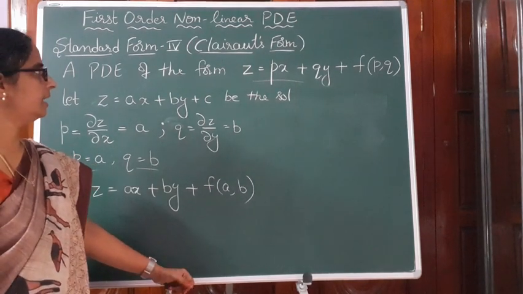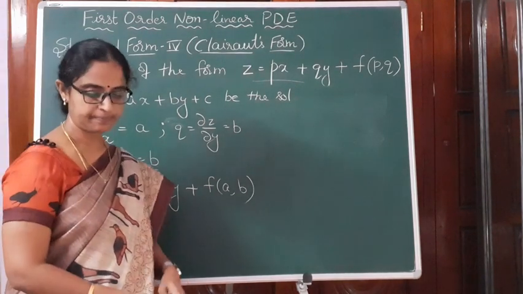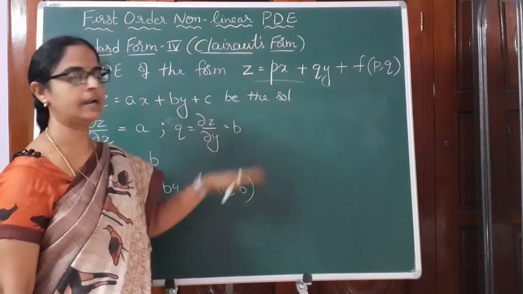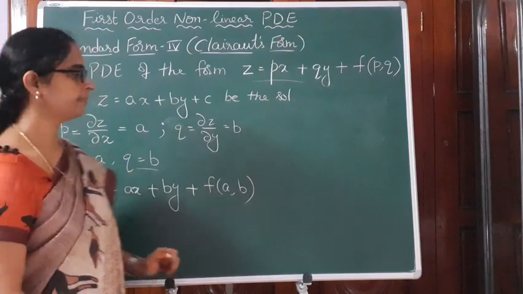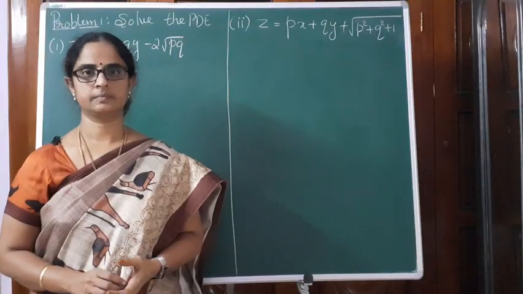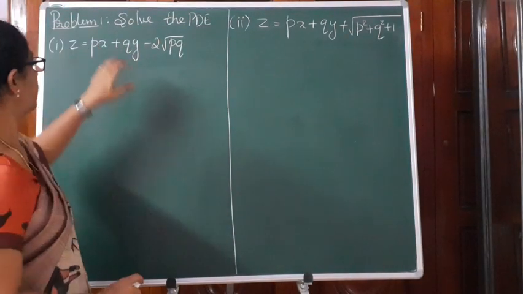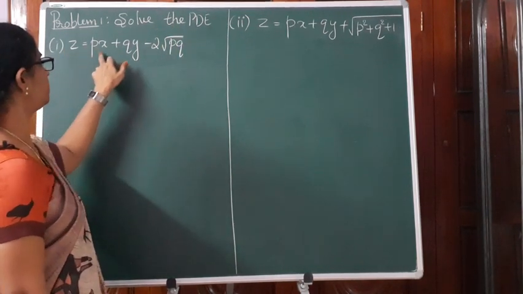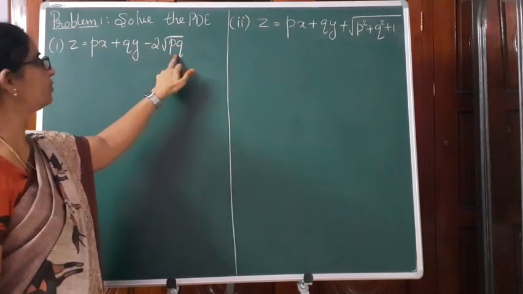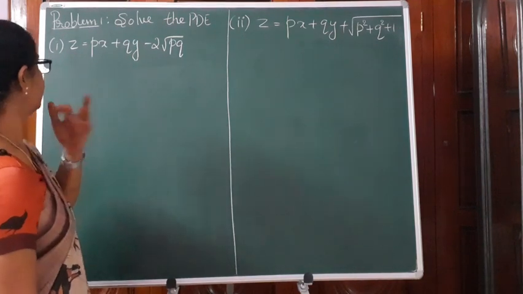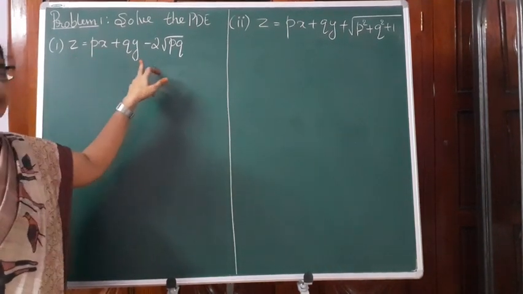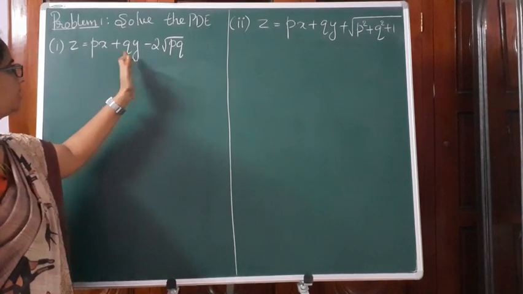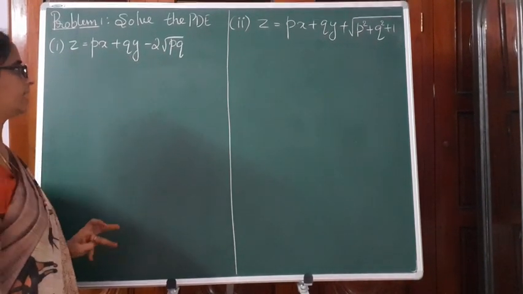Okay, so now we take up some partial differential equations which are in standard form 4 and we find the solutions for them. Now here we have to solve the partial differential equation. One is z is equal to px plus qy minus 2 into root pq. See here, this is in standard form 4 or Clairaut's equation because it is of the form z is equal to px plus qy plus a function of p and q.